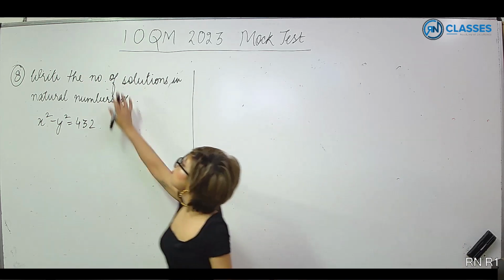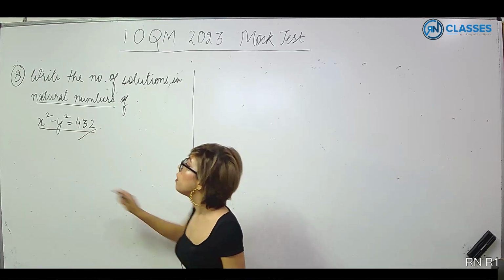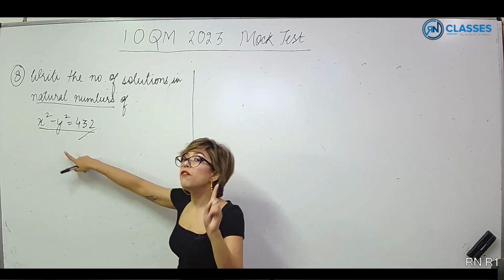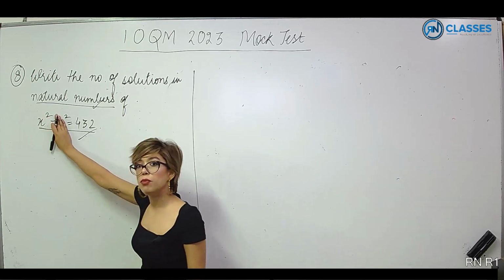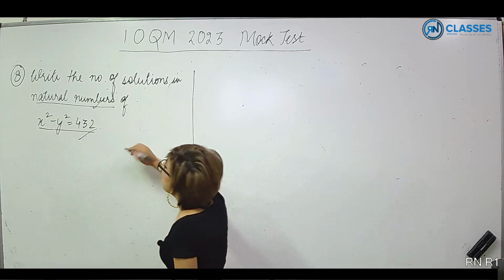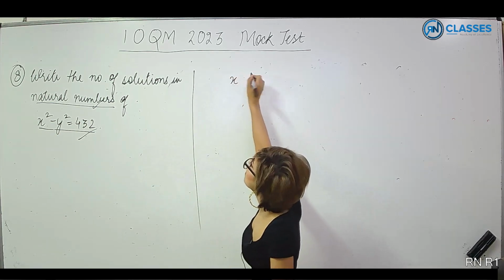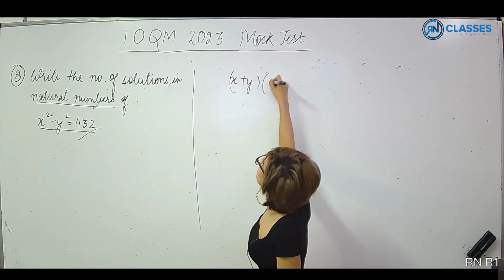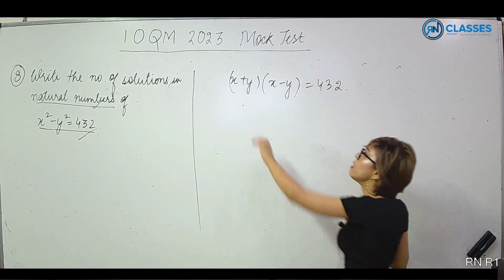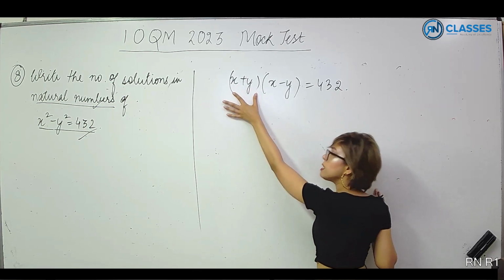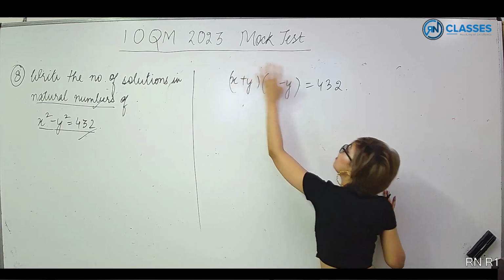Now it says write the solution in natural numbers of this equation. Now I can say this is quadratic in 2 variables, but I need to find the solution in natural numbers. That means x has to be a natural number and y has to be a natural number. Now, as I can see, this is x square minus y square. So, obviously, I will try to factorize it as x plus y into x minus y. This has to be equal to 432. Now, x is a natural number, y is a natural number. That means the sum will be a natural number. Similarly, the difference will be a natural number. Natural number into natural number.